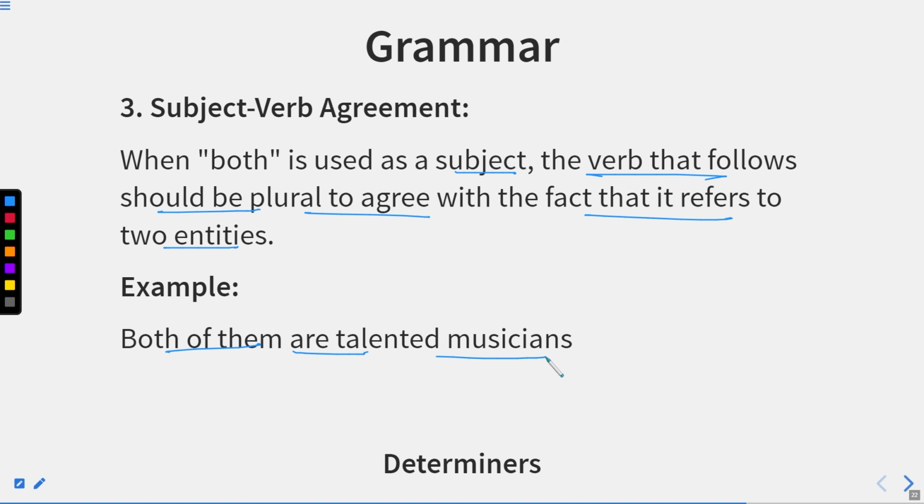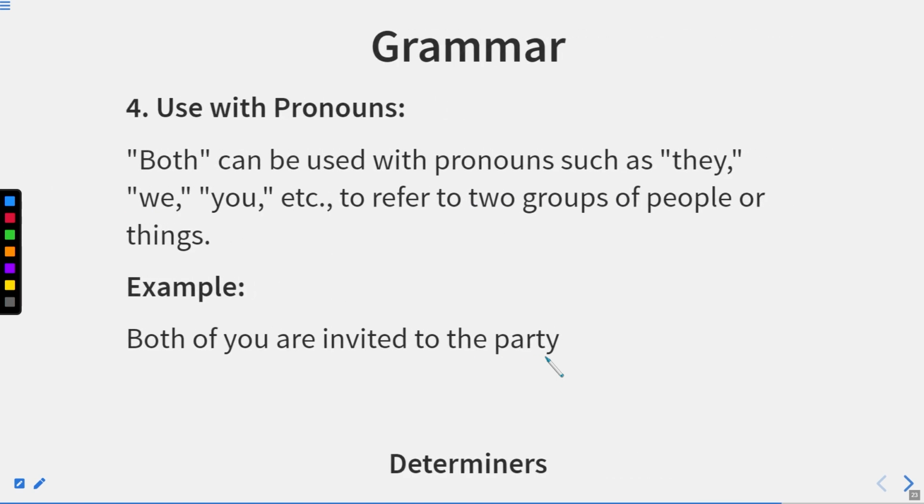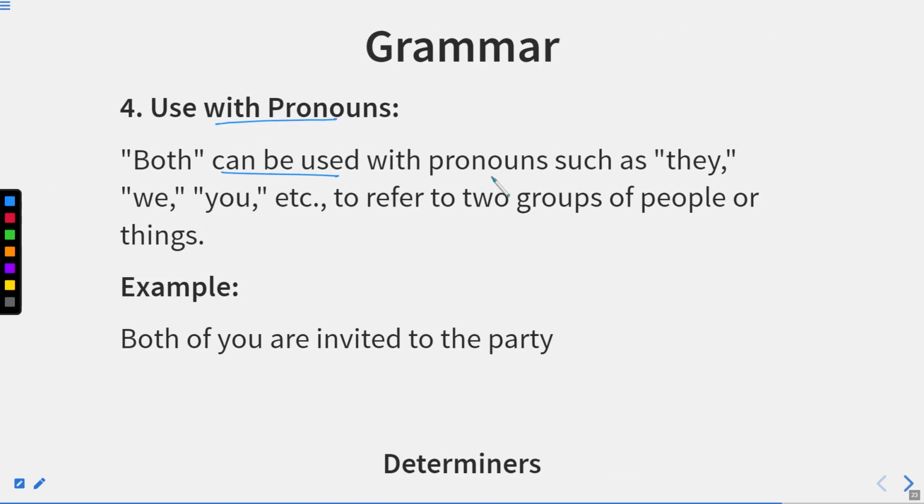This is very, very important again. Now, let us move to pronouns. Both can be used with pronouns such as they, we, you, etc. to refer to groups or people or things. Now, of course, if the word both is there, then it must be two. And if we are using of after it, and we are having pronouns after that, obviously they must be plural. So plural pronouns are they, we, you, etc. Both of you are invited to the party. So both of you are invited to the party.